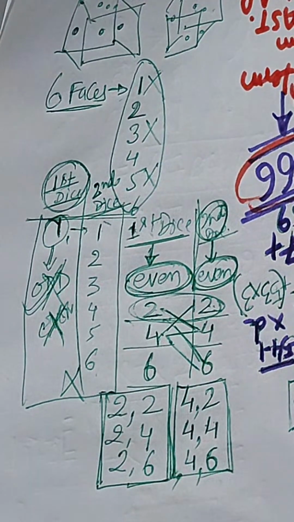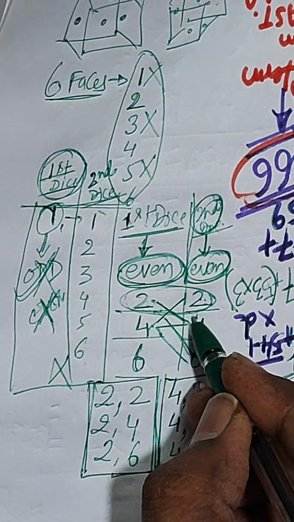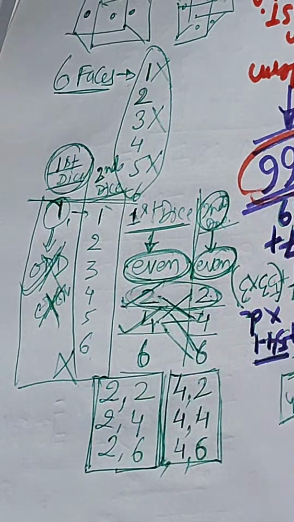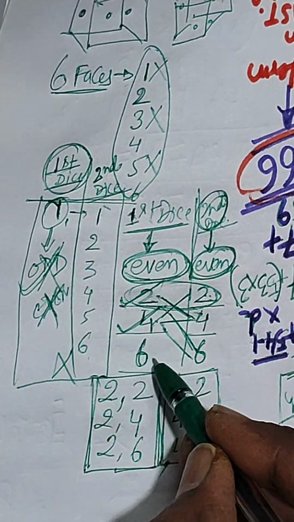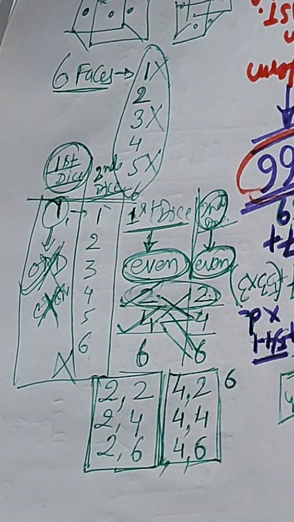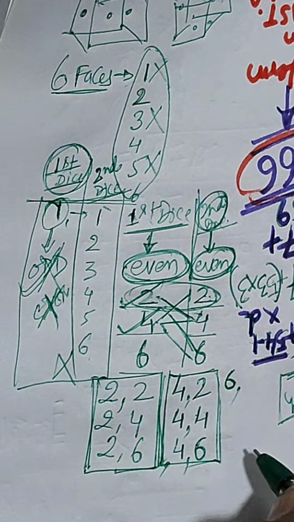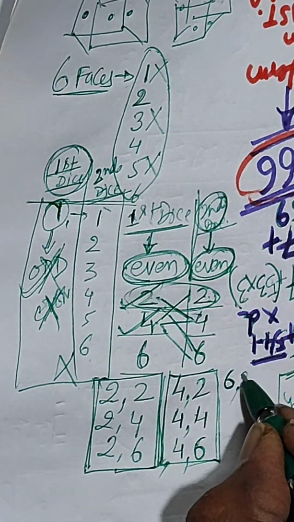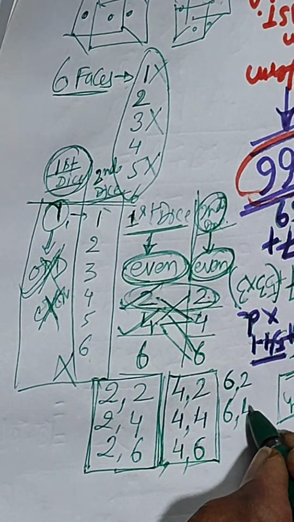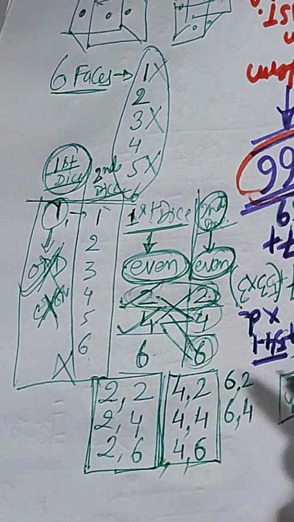Right. What will be the third pair? So we have covered this one also. This is covered, this is covered. Now 6 is left. So when 6 is there on the first face of this dice being an even, along with this it can be 2, along with this it can be 4, and it can be 6 also.